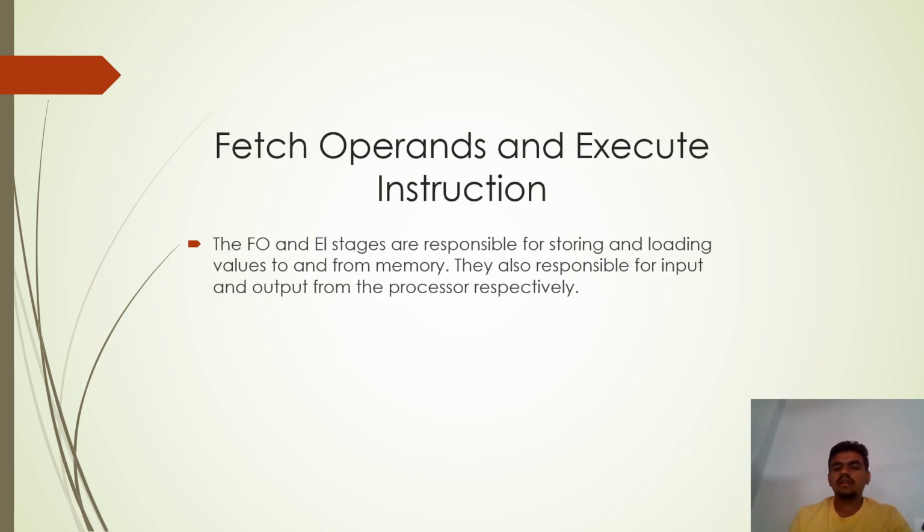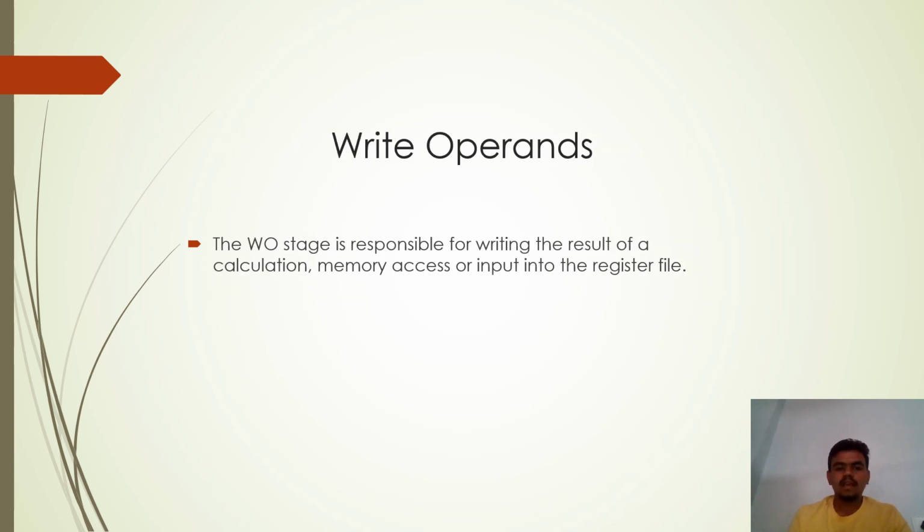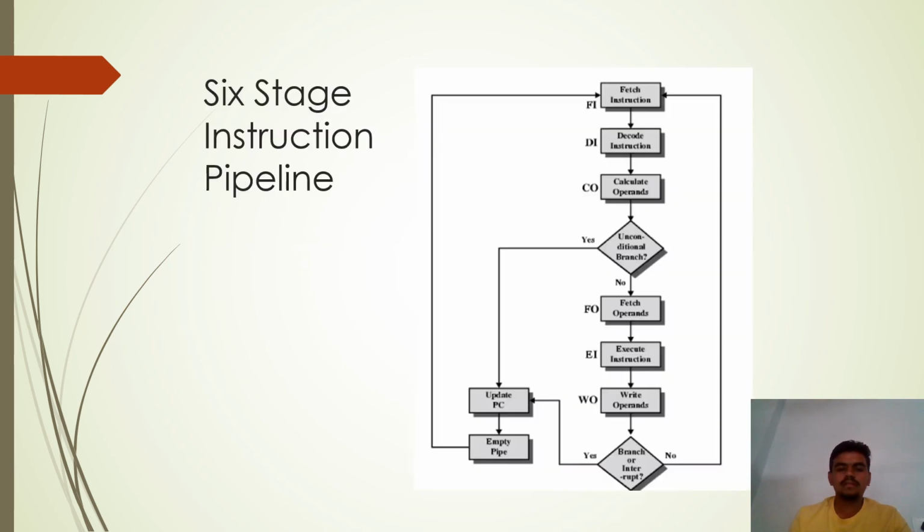Fetch operands and execute instruction. The FO and EI stages are responsible for storing and loading values to and from memory. They are responsible for input and output from the processor. The WO stage is responsible for writing the result of a calculation, memory access, or input into the register file.